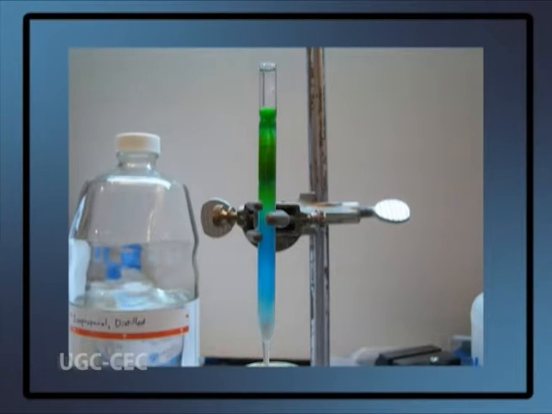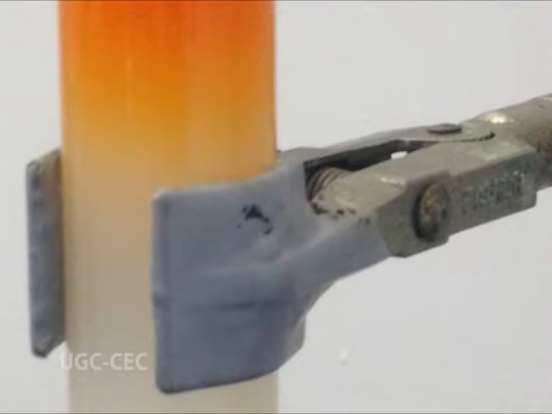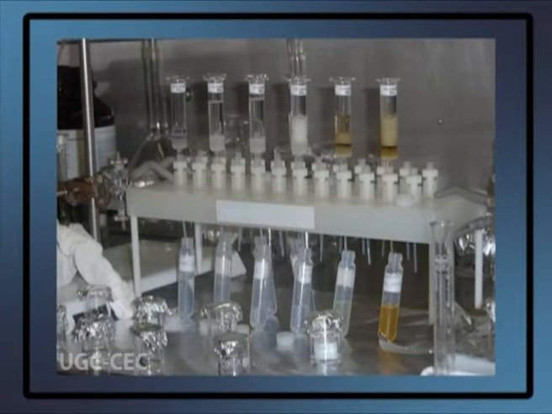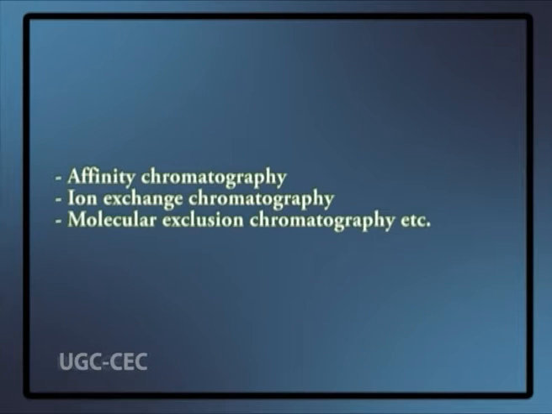In column chromatography, the stationary phase is packed into a tube made of glass or metal, and the mobile phase is a moving liquid or gas. Examples of column chromatography include affinity chromatography, ion exchange chromatography, molecular exclusion chromatography, etc.